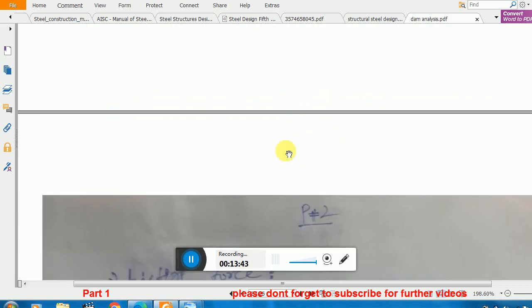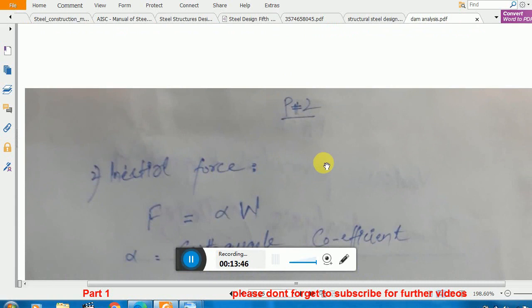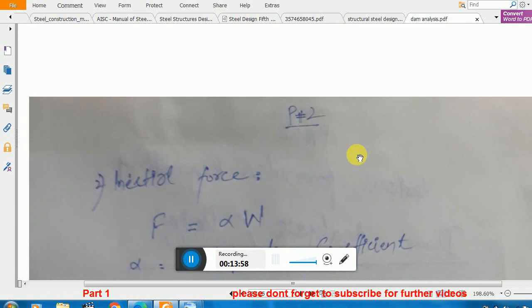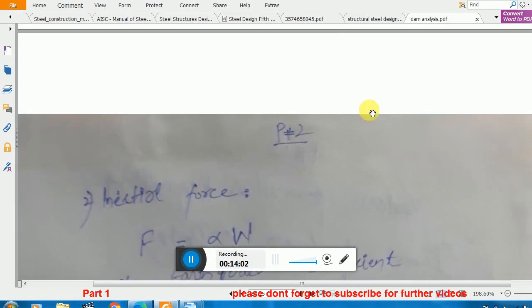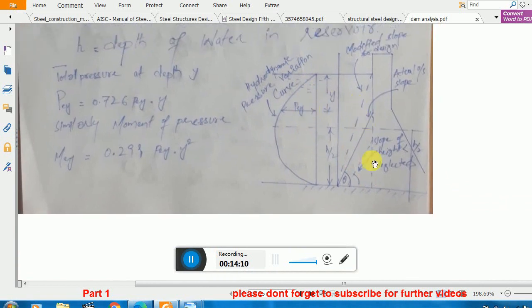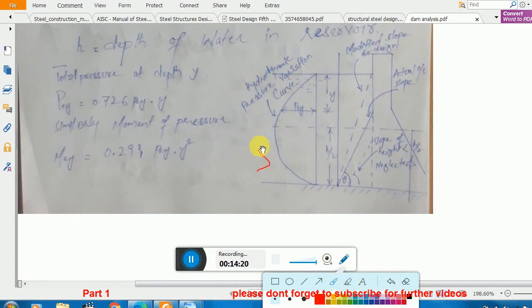One very important thing, as I already mentioned: when an earthquake comes, it produces vertical acceleration as well as horizontal acceleration. Due to horizontal accelerations, hydrodynamic forces are caused. If an earthquake produces vertical acceleration, the body of the dam moves in an upward as well as a downward direction. Whenever you disturb a body, from Newton's second law, there will be inertial forces, and those inertial forces try to balance the body, okay?